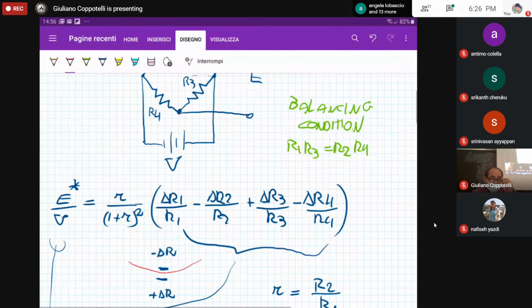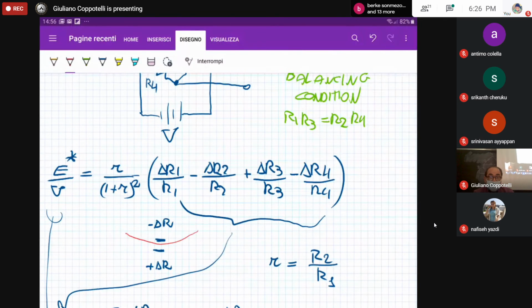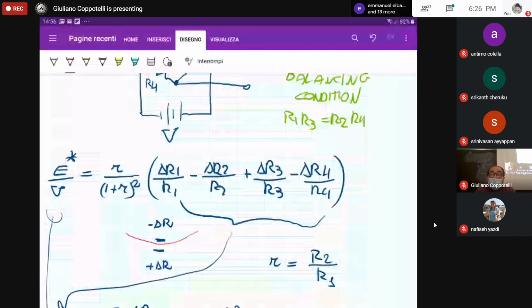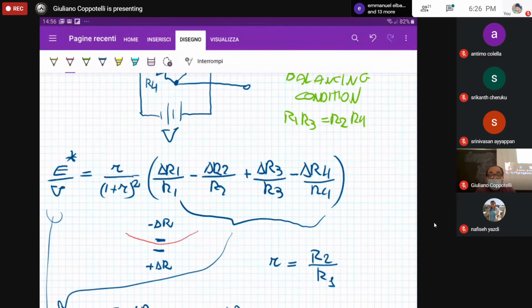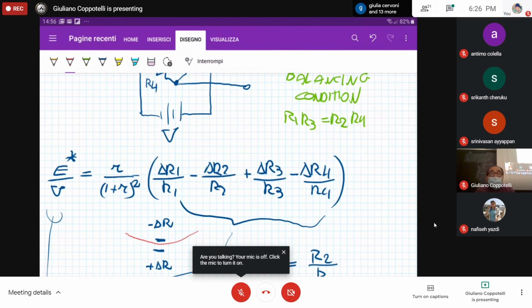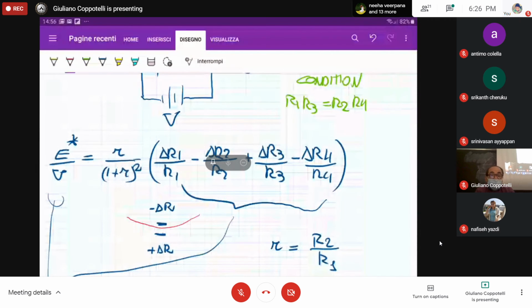That is, in this summation sign, there will be just one strain variation in the resistance, delta R1, for example, and the others are all 0. Or we can have 2 variations, the half bridge configuration, that could be delta R1 and whatever other leg, and 4 changes of resistance, that is all the 4 legs.